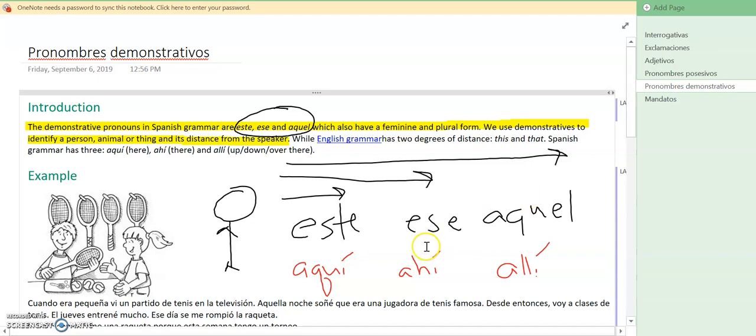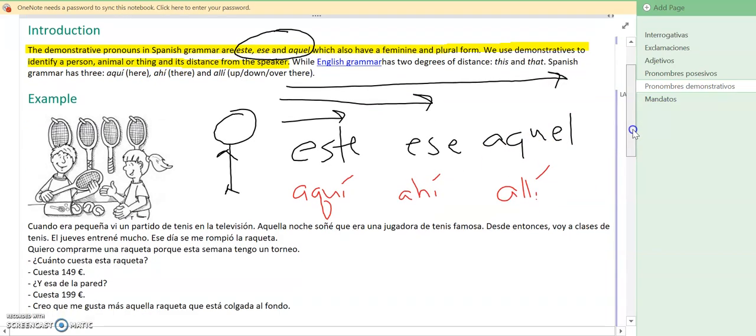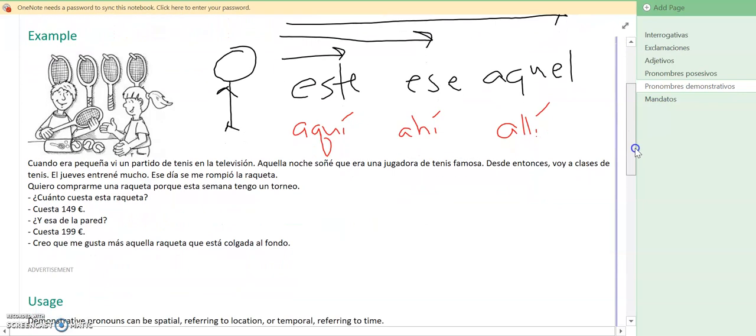And you can see that picture in your notes. And it says, what are the 3 demonstratives? So este is this. Ese is that, a little bit farther away. And aquel would be that over there. So those are the 3 general demonstratives. But we have to remember that they need to match in number and gender.